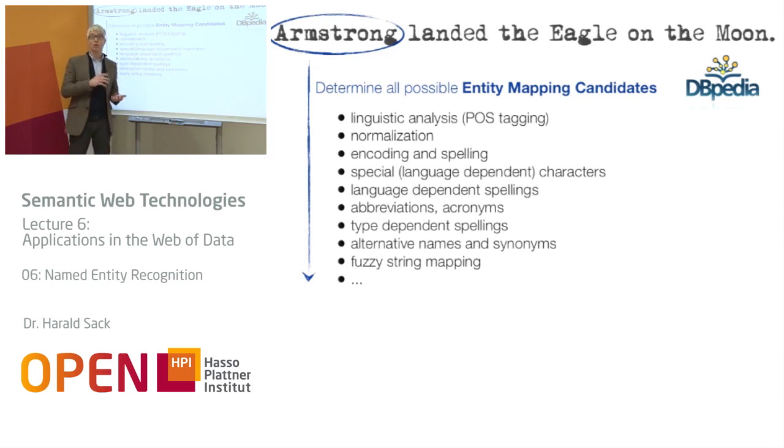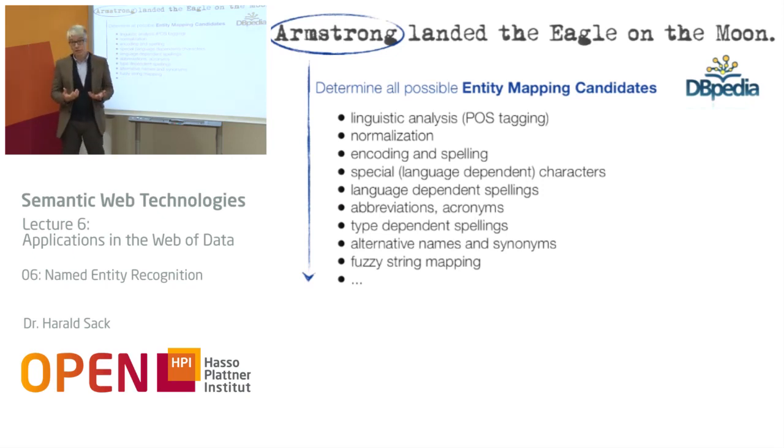We have to look at different encodings and spellings, because in Armstrong, this is a pretty simple example, but if you have symbols or names that come from other languages, then you have to transcode these special characters. They are language dependent, and there are different spellings of names, for example. There are also different abbreviations, different acronyms, and of course type dependent spelling. So do you put the first name in front of the surname, or do you write first the surname, then a comma, and then the first name? So you have to take this into account, of course. And there might be alternative names and synonyms. And also you have to consider fuzzy string mappings.